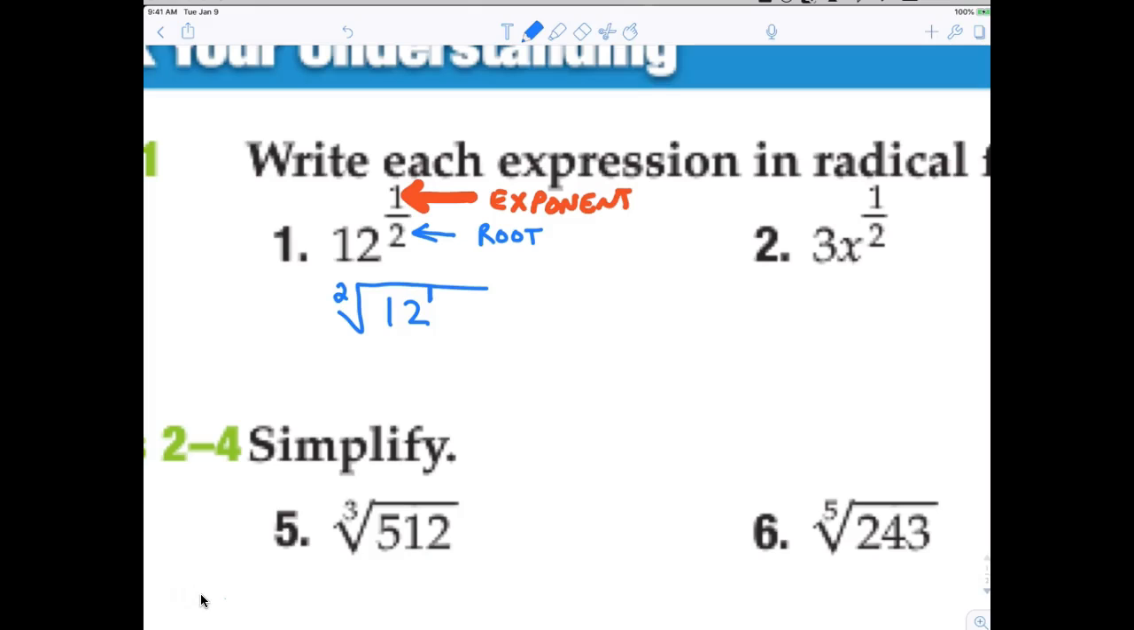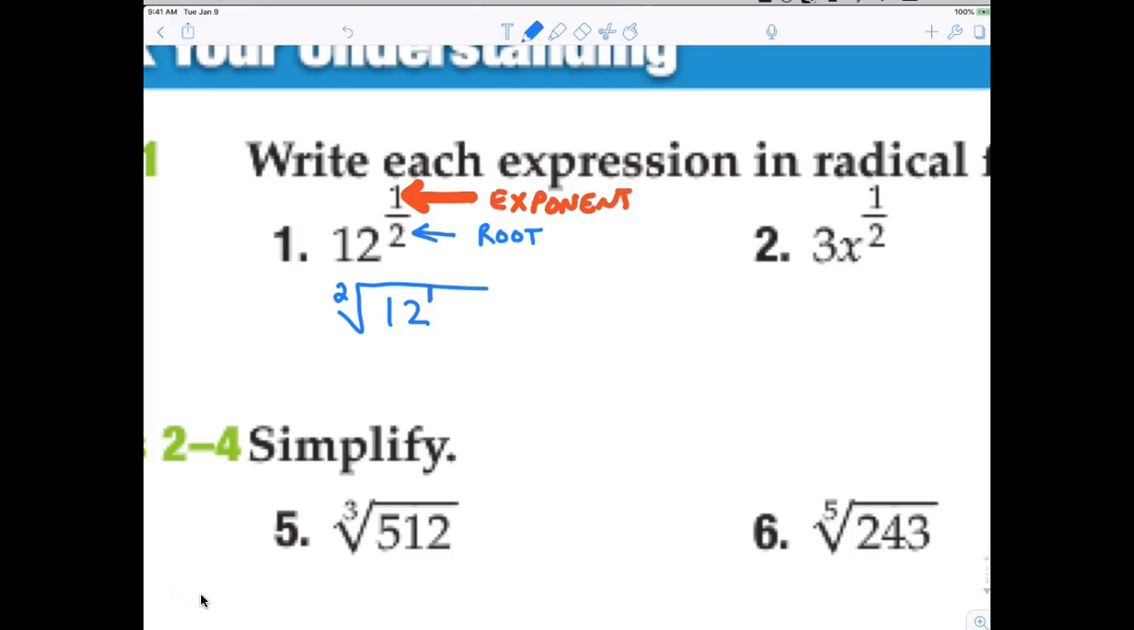Do I have to write the 2 there? No. You'll even see on your calculator, they don't put a 2 out in front. But I will show you the place where there is a cube root, all right, that they do put the 3 out there. And I'll show you they put the 4 out there. All right, so right now, I want you to understand when I say 12 to the 1/2, that is exactly the same as the square root of 12.